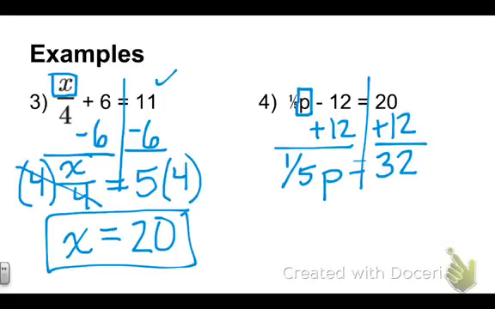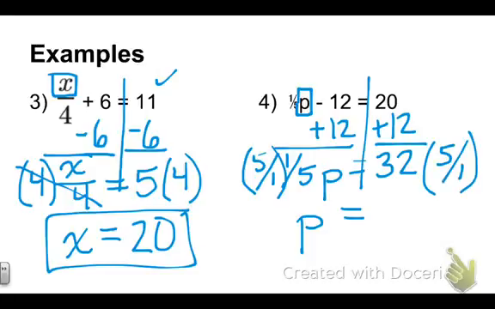So now, if p is being multiplied by 1/5, we're going to divide by 1/5. But remember, when you divide by a fraction, you're actually multiplying by the inverse, and the inverse was 5 over 1. Multiply those fractions. 5 times 1 is 5. 1 times 5 is 5. 5 divided by 5 gives you 1p. But what about the other side? I've got 32, and I need to multiply by 5 over 1, which is just simply 32 times 5. Multiply that out, and you get 160.